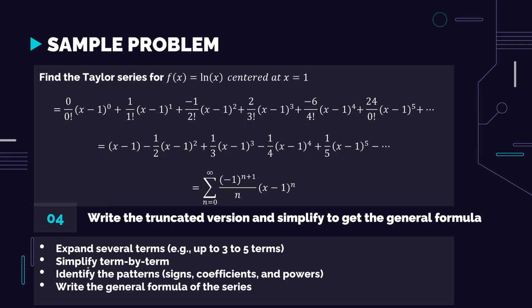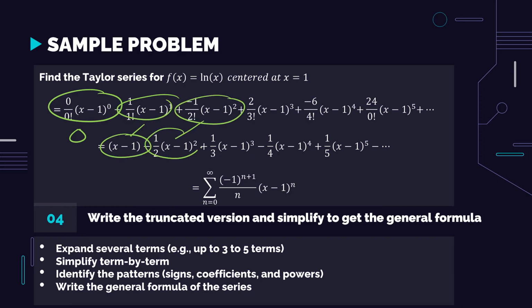Next, after expanding, simplify each term. So if you simplify this, the answer is 0. Okay, if you further simplify this, this will be the answer. Simplifying this will be the answer. Yeah, this one. So on and so forth.